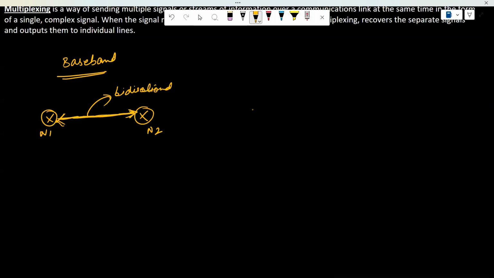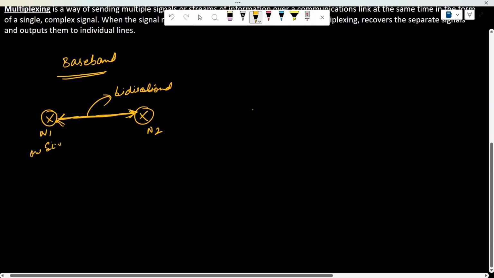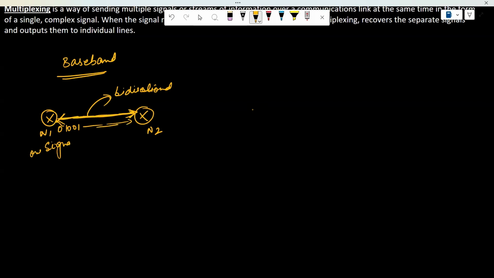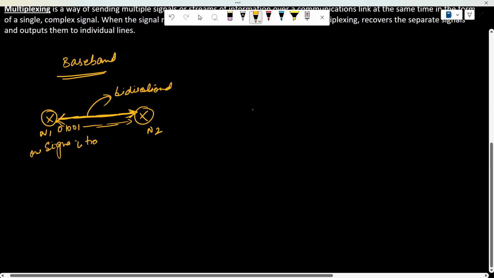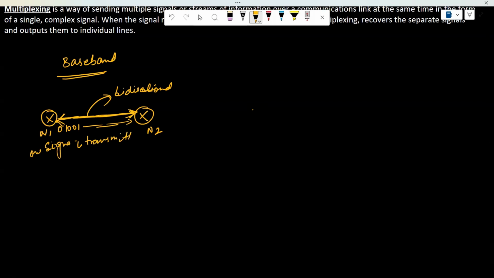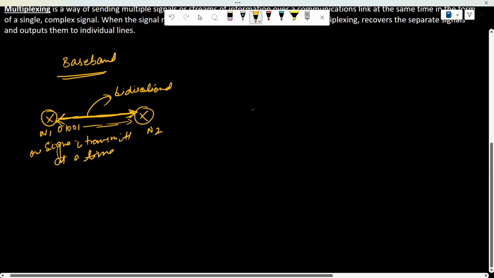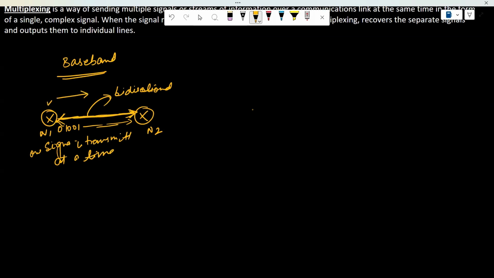And most importantly, only one signal is transmitted at a time. That means either this node can receive a signal at a time or send a signal at a time.